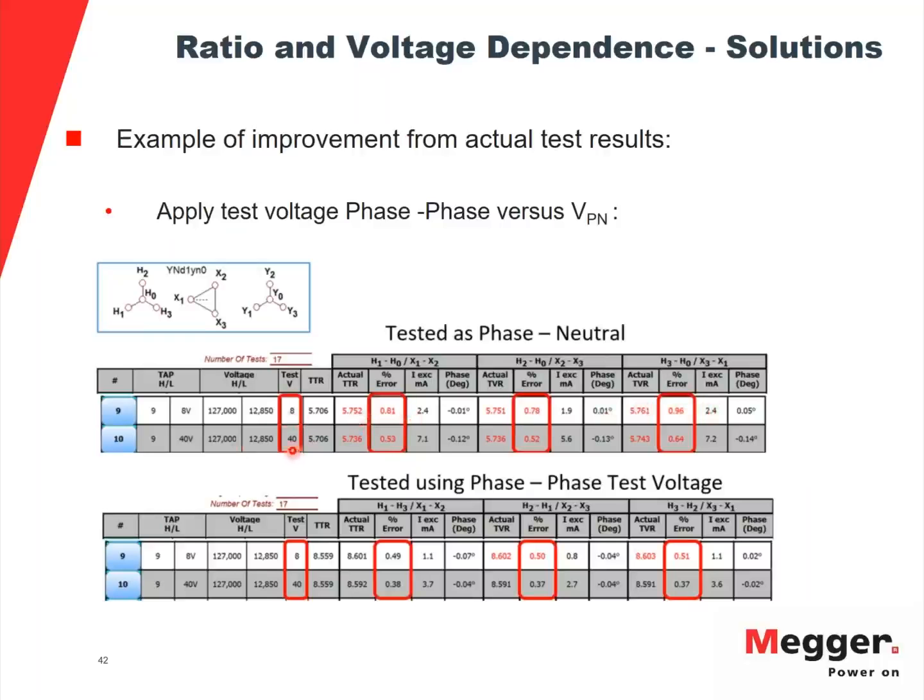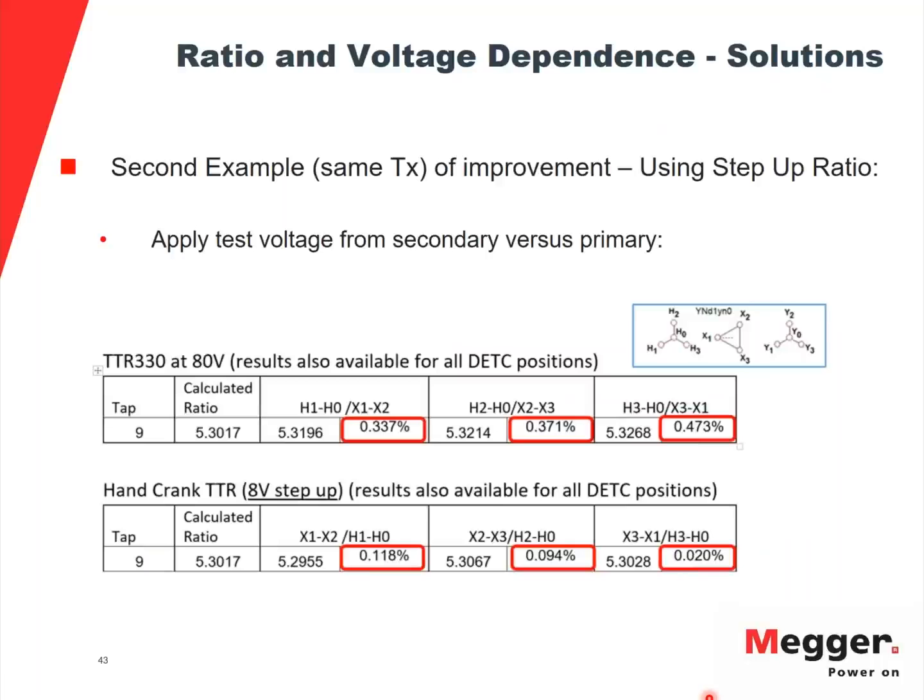Then I increase the voltage to 40 volts, I get better results, but I am still out of tolerance. Then I try a phase-to-phase voltage, the same voltages, and you can see that at 40 volts, my values are within the tolerances. The same transformer, if I were to use an 8-volt test voltage, but try to do the test from the secondary side, same exact transformer, you would notice that my error is well within that 0.5% criteria.